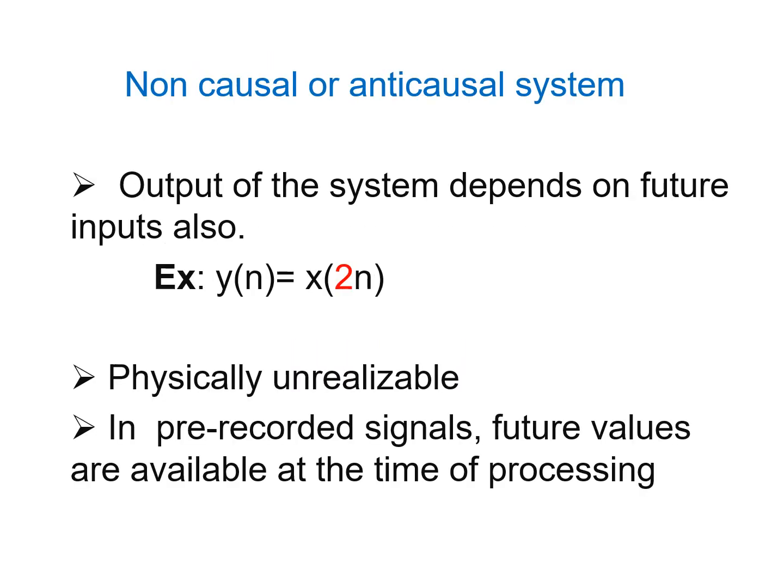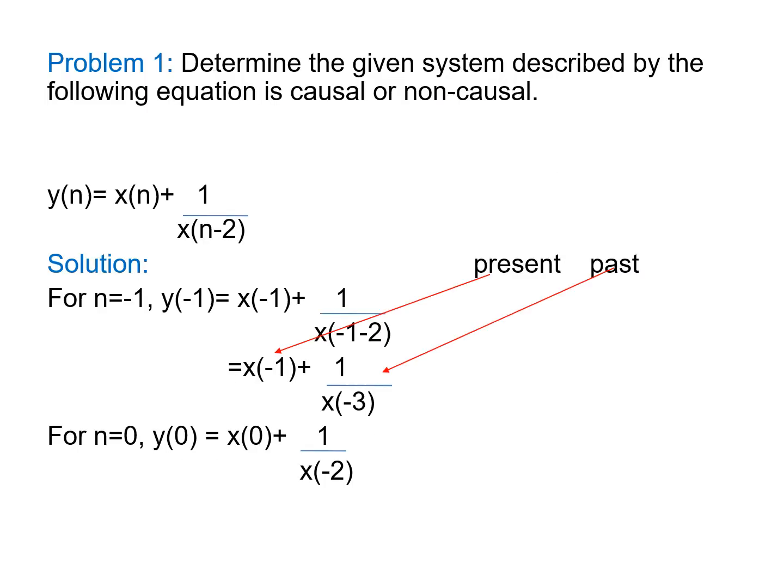Then next one is non-causal or anti-causal system. Here the output depends on future input. Now we can see the example y of n is equal to x of 2n. Here the 2 indicates n is multiplied with the 2, that it is a future input. So our present output depends on future input. It is physically unrealizable and in pre-recorded signal, future values are available at the time of processing.